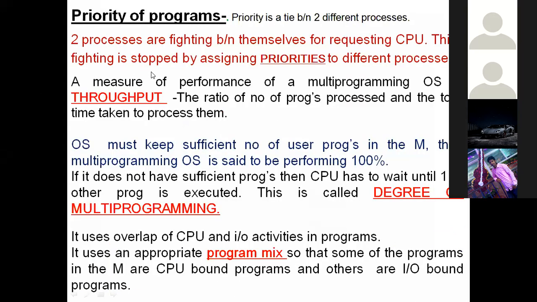Regarding the priority of programs, we have also seen the degree of multi-programming, where we need to have a sufficient number of user processes in the memory so as to achieve a higher degree of multi-programming. I need to have a sufficient number of user programs so that I can keep the CPU very busy. We need to avoid the idle time of the CPU. I cannot simply give some rest to the CPU. My CPU should always be executing one program or another. Hence, I should be able to maintain a sufficient number of user programs in the memory.